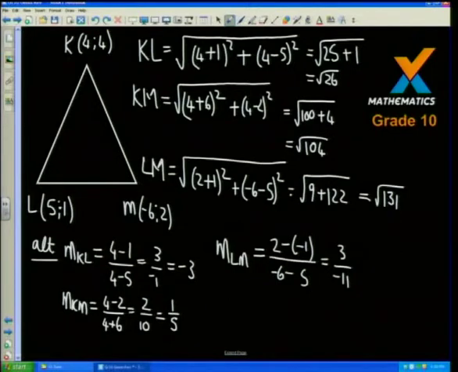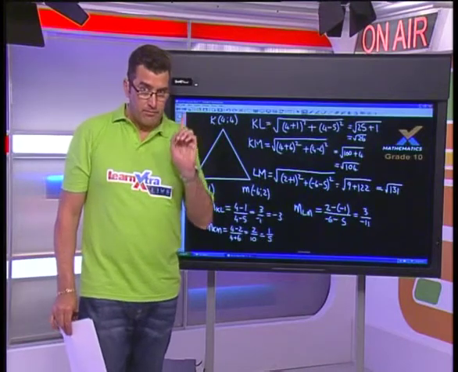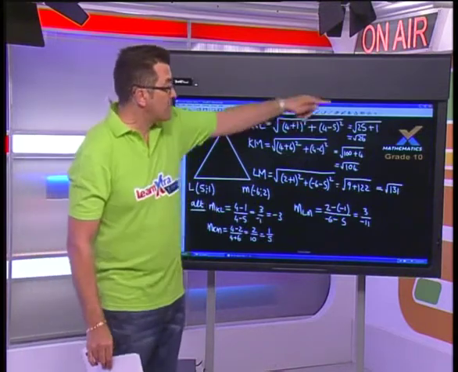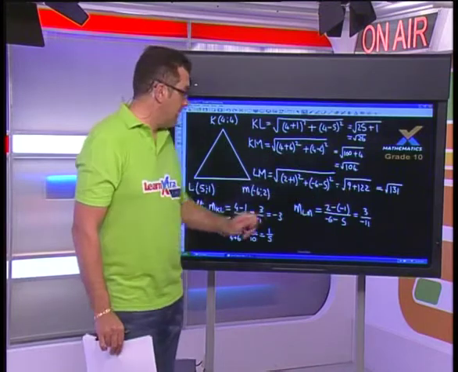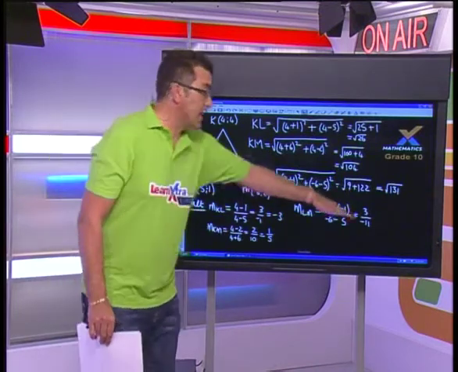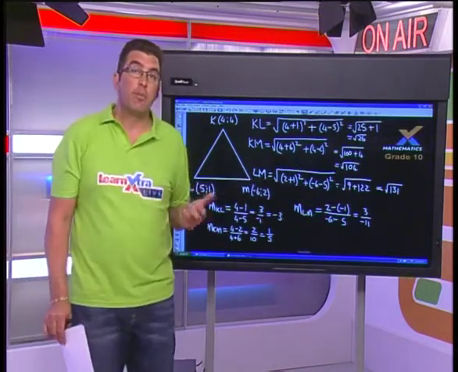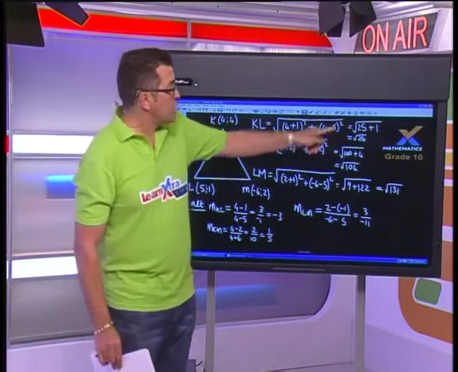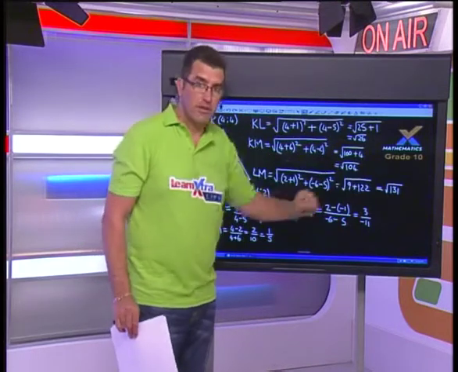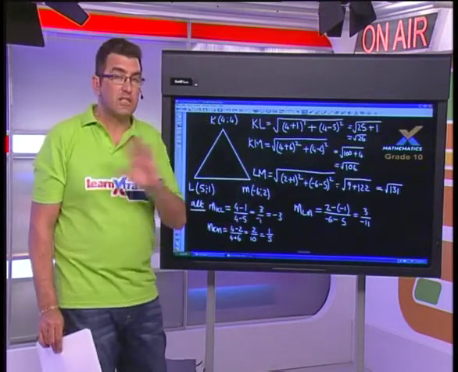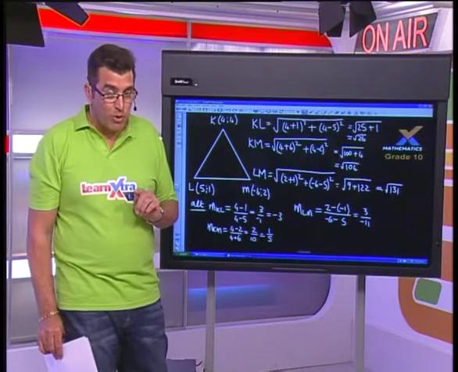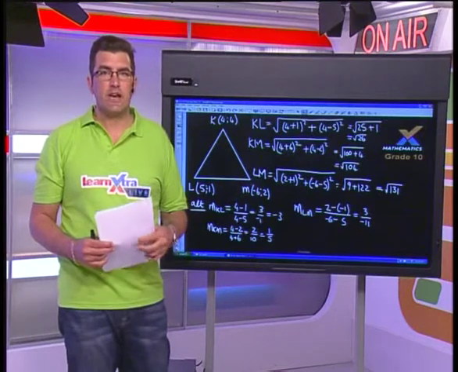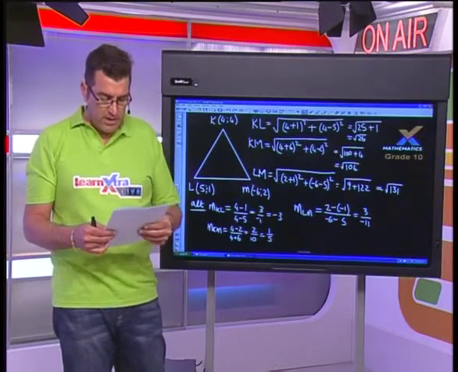So what type of triangle am I working with? Definitely not right angled. Definitely not, because as we saw, Pythagoras doesn't apply, number one. And number two, the gradients don't confirm that there are perpendicular lines. So there's no perpendicular lines. Each line has a different length. So it's definitely not isosceles or equilateral. It is what we call a scalene triangle. Every single side has a different length.